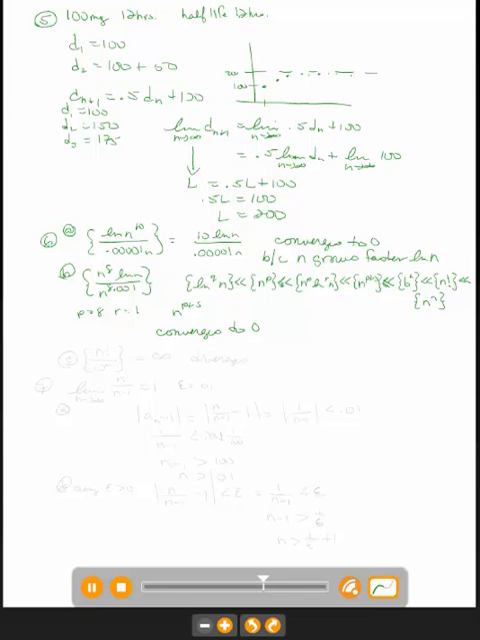And then part C. N factorial over 10 to the n. Again, if we look at this rule, n factorial grows faster than any exponential function except for n to the n. So the numerator is going to go up much faster than a number to the n. And since the top is growing faster than the bottom, this is going to head toward infinity. And so we have to say that this is diverging.